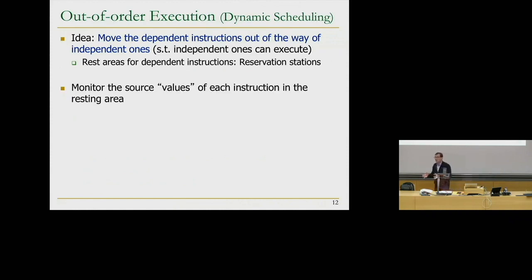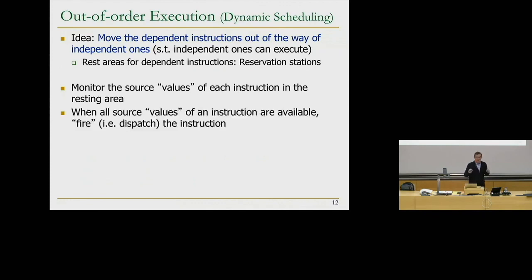While the instructions are sitting there in these rest areas or reservation stations, we're going to monitor the source values. Basically check if the source values are ready for this instruction. If they're ready, then we can actually fire this instruction. When all of the source values of an instruction are available or ready, are produced, then we fire or dispatch the instruction. So that's the dispatch. That's out-of-order dispatch. You basically dispatch an instruction when its source values are ready, and that's exactly the soul of data flow. So instructions are now dispatched in data flow order, not control flow order. Instructions are put into the reservation stations in control flow order, but the dispatch into the execution units happens in the data flow order.